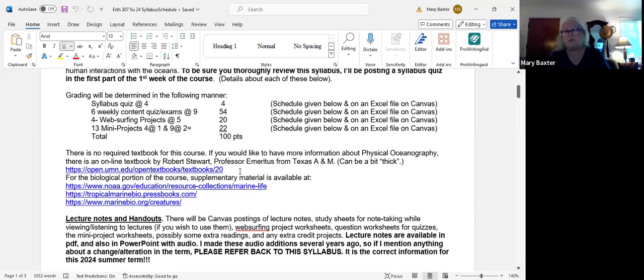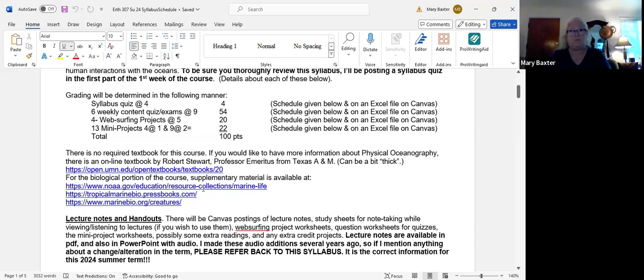There is no required textbook for this course. However, there is a physical oceanography textbook available to you as an open resource book. It is written by someone who knows all about that, and like I said, it's kind of thick. But if you wanted to know more about physical oceanography, like how currents work and how waves work, I'm sure that Dr. Stewart has talked about it in this book.